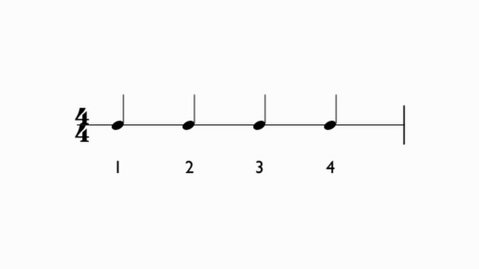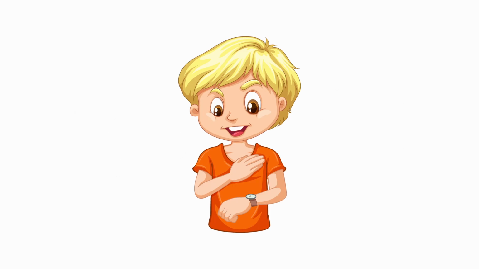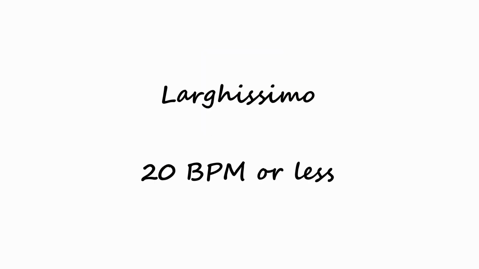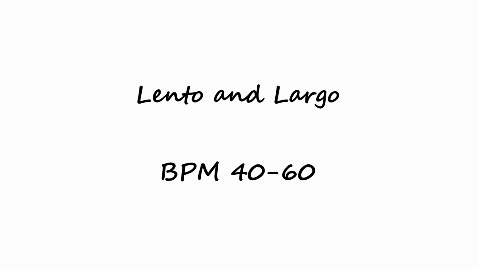To finish off this section on tempo, I'm going to name all the tempo markings you'll see when you read music. At the slowest you'll ever see, they call it larghissimo, usually for 20 clicks and slower. Next is lento, for around 40 to 60 clicks. Another is largo, basically a synonym for lento, also around 40 to 60 clicks.